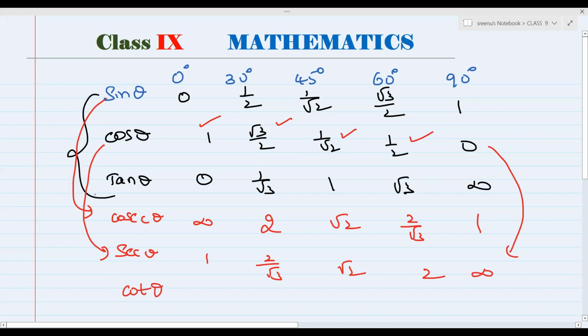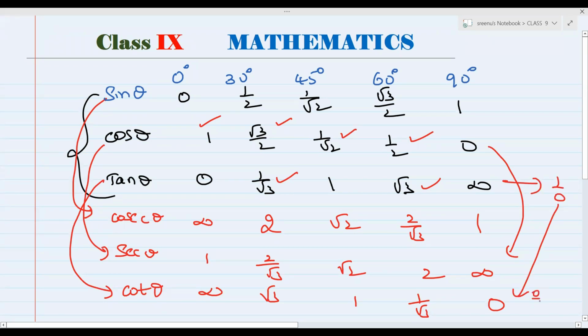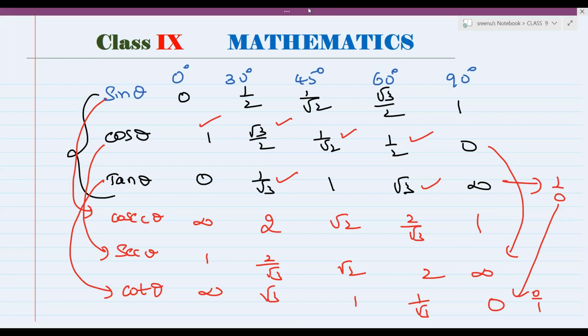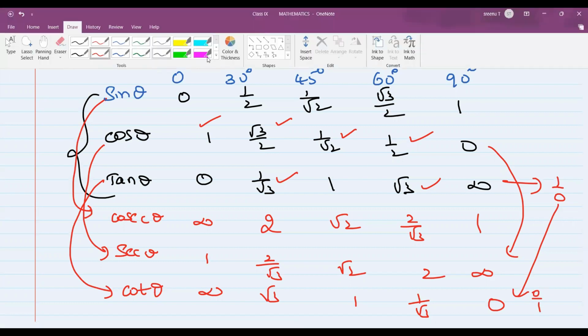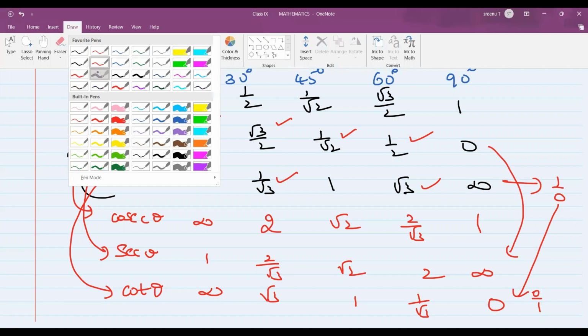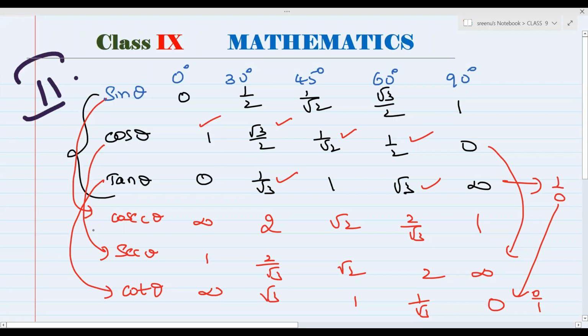Last one, cot theta is the reciprocal of tan. 0 reciprocal is infinity, 1 by root 3 is root 3, 1 reciprocal is 1, root 3 reciprocal is 1 by root 3, infinity reciprocal is 0. So this one we got 1 by 0, this is 0 by 1. So this is the second concept in trigonometry: trigonometric ratios of specific angles. Now, third concept.